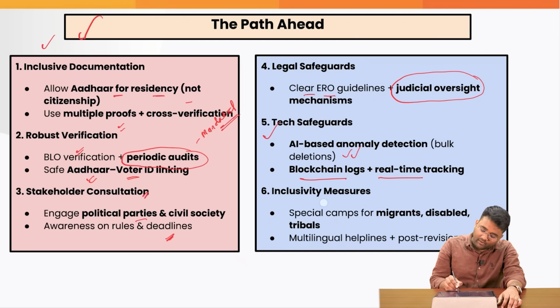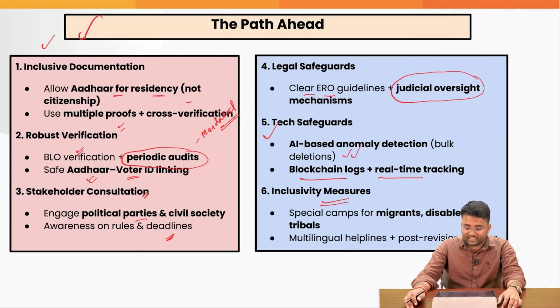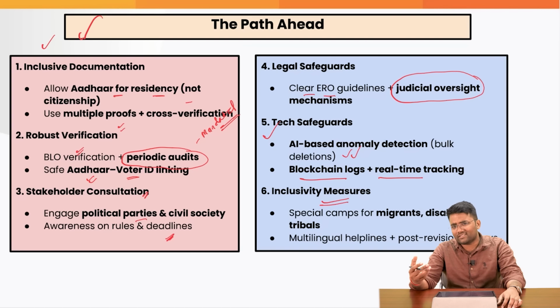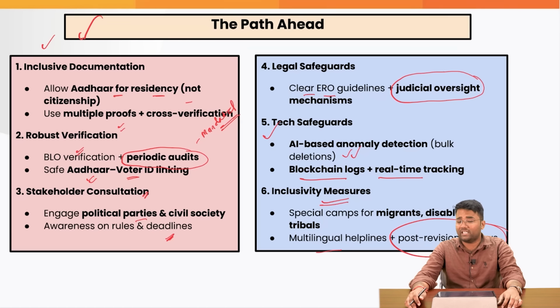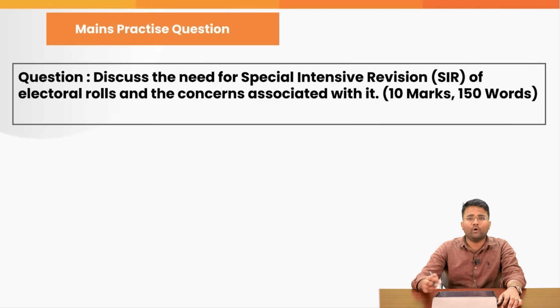There can be some measures for inclusivity. For example, special camps can be set up for the migrants, disabled and the tribals, so that these people also get an opportunity to ensure that their names are included in the final electoral roll. And there can be multilingual helplines, customer support, etc. that can also be provided to look into the apprehensions of the people. And there can be post-revision surveys that can be done at a later stage to ensure that all the concerns are being addressed in an effective and time-bound manner.